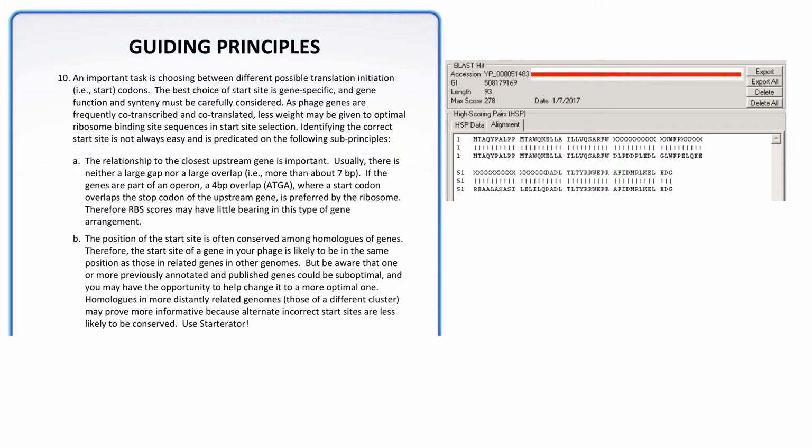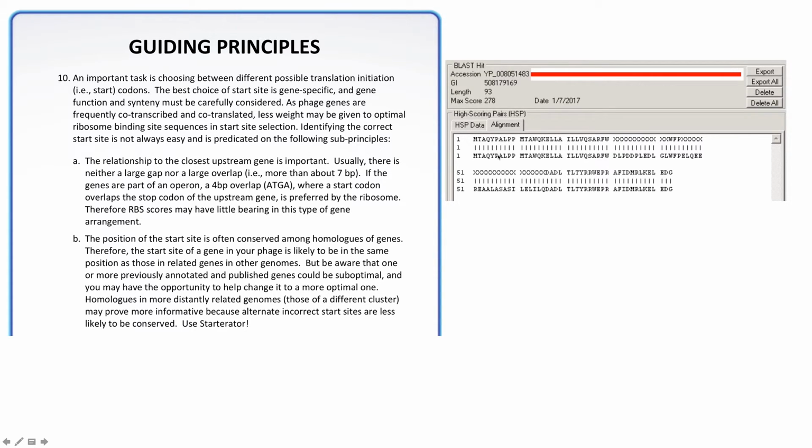So you can check to see whether the start for the gene of interest in your phage genome is the same as that in other phage by looking at BLAST data. This is showing an alignment between the query, which might be the gene from your phage genome, and the subject that it matches. I can see from this alignment that the first amino acid of the subject matches up with the first amino acid of the query. So at least for this particular match, it looks like the start is conserved.